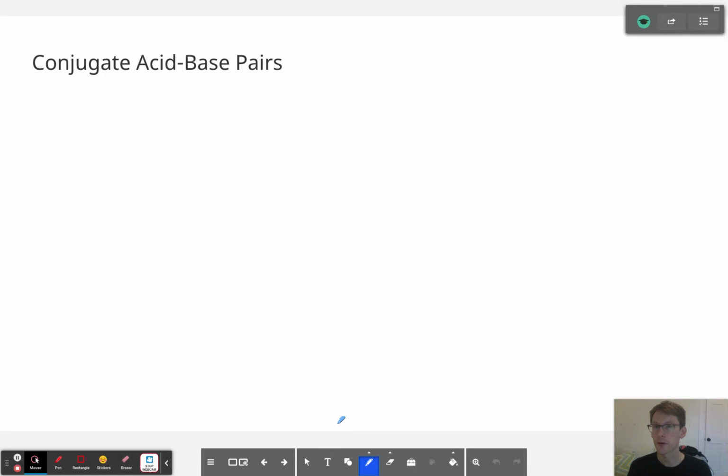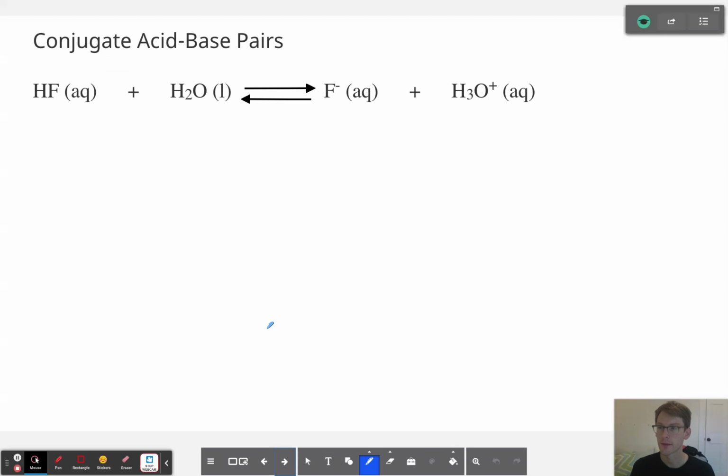In this video, we're going to learn about conjugate acid-base pairs. So let's take a look at this reaction. On the left side, we have HF and H2O, and on the right side, we've got fluoride and hydronium. This reaction has equilibrium arrows because it's not something that 100% goes forward or 100% stays on the left side. It's something where there's an equilibrium between the two.